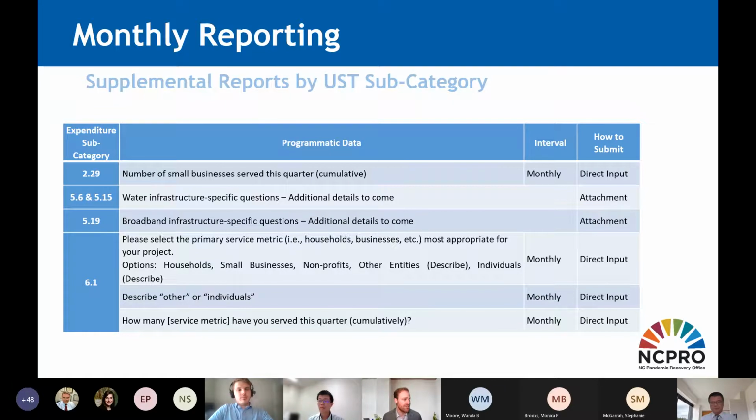So you'll have the opportunity to identify what your primary service metric will be. So adopting what Treasury uses for other categories, that will be broken down by households, small businesses, individuals, nonprofits, other entities. You can really define who your primary audience is or your primary constituency is. You tell us what that metric is, and then you tell us how many folks have been served over that reporting period.